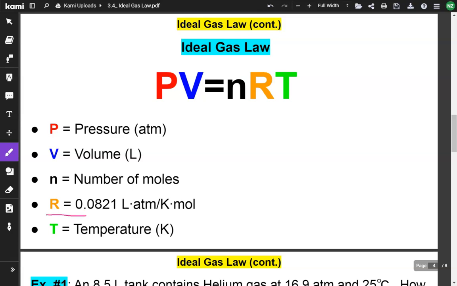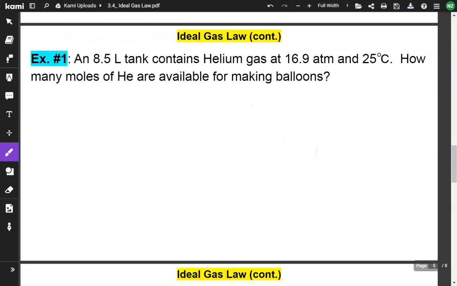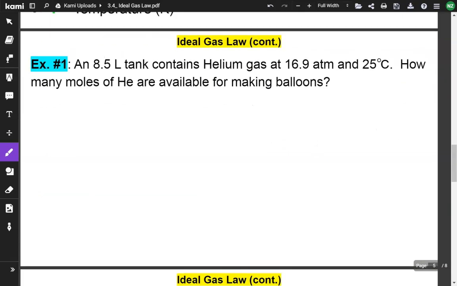Okay, depending on our units, but for these units that we're going to be using, this is our R value, 0.0821 liters times atmospheres over Kelvin times moles. Again, that's our proportionality constant here. So let's look at an example. In this example, it says an 8.5 liter tank contains helium gas at 16.9 atmospheres and 25 degrees. How many moles of helium are available for making balloons?